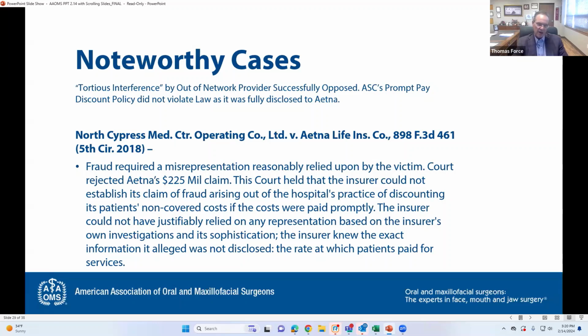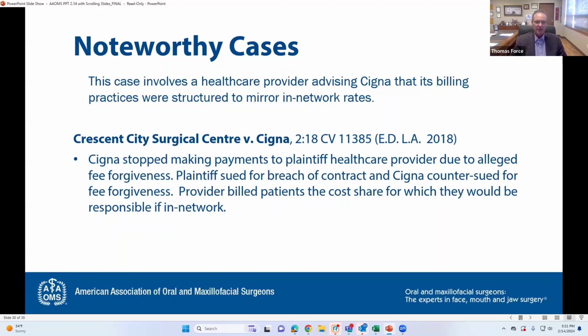Now, Aetna, they can afford it. I think last year, United Healthcare, when a lot of practices went out of business with COVID, posted a $22 billion with a B profit. So they can afford to do this, but most practitioners can't. Here's another case.